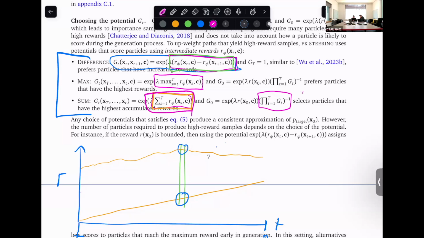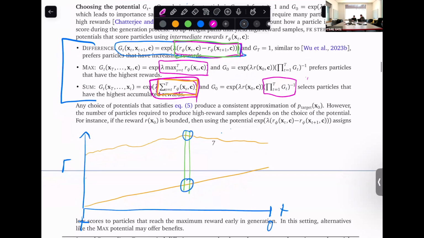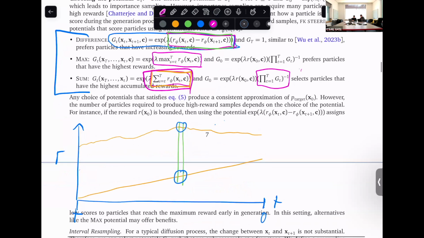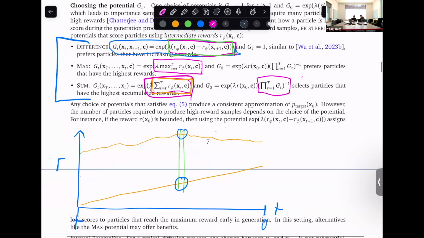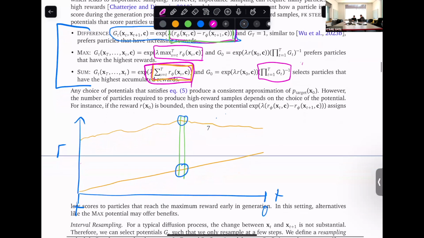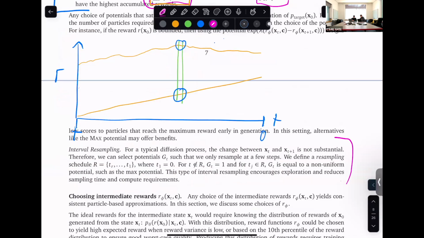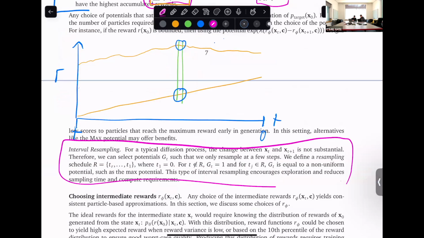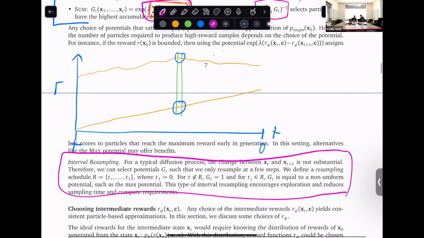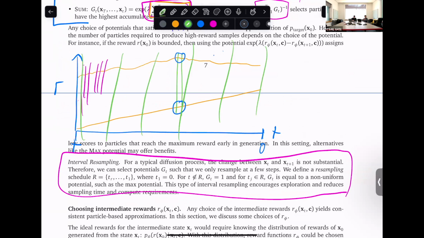Yeah, I agree. And I believe at the end they see that max performs well, similar to sum, and I think they both perform better than difference. But yeah, this intuition makes sense. Okay, I guess then here they also quickly state that they don't actually do this resampling at every denoising step, but only at some intervals of steps. Is that what they're saying here?